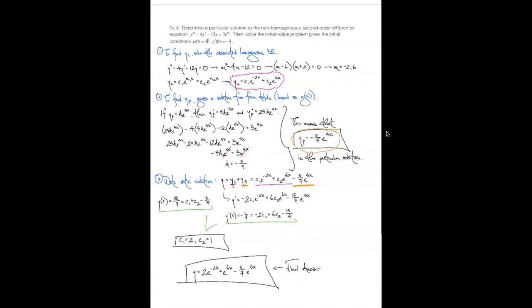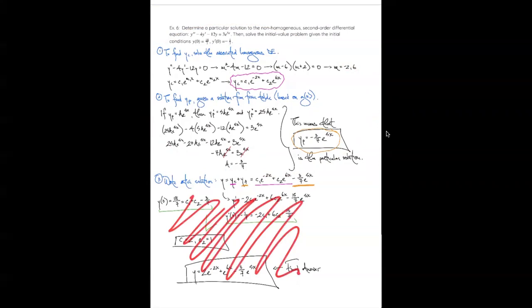Now for some of the other questions, we'll be focusing more on finding the first two pieces, like finding y sub c, finding y sub p, putting them together, but we won't necessarily have the initial condition part. Okay, so at that point, it would be sufficient to leave your answer as this long string of y sub c plus y sub p. All right.